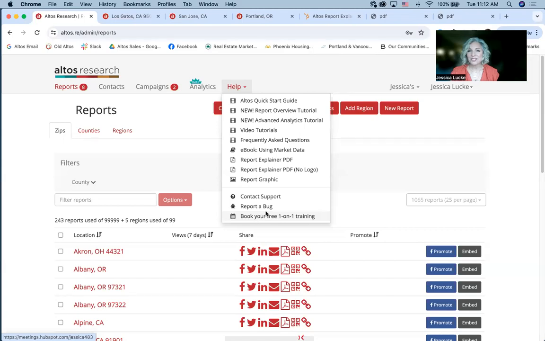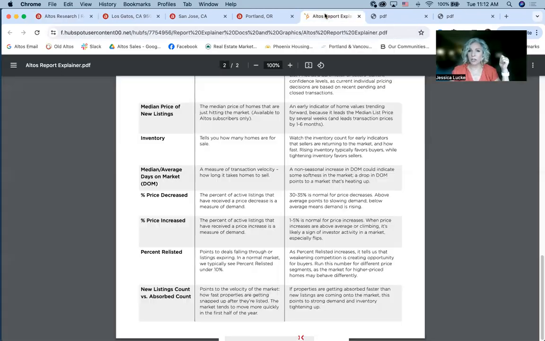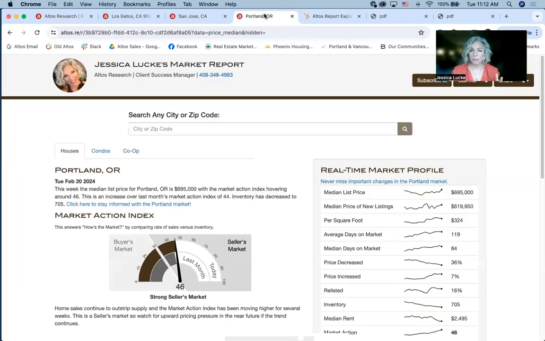Okay. All right. So now you've got a good understanding. You've got the ebook and you've got this report explainer. Both of those tools are going to be super helpful for understanding the report. I chose Portland, Oregon for the report not because I wanted to look at the market and how the market was, but just so I can use this as our framework for understanding the report.